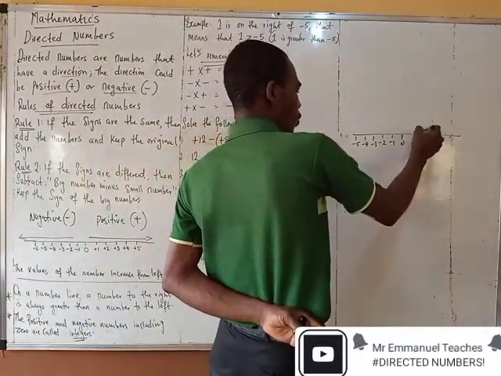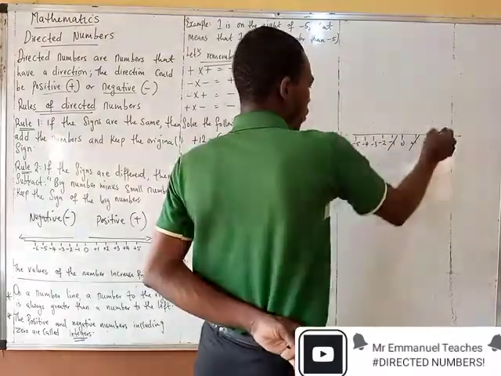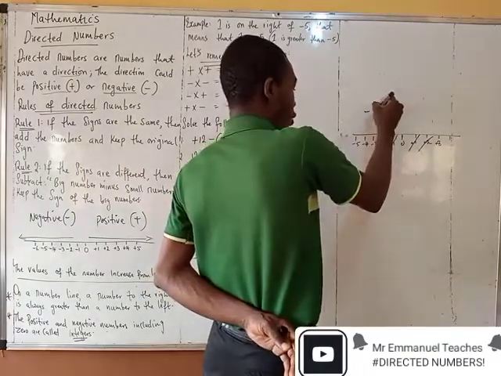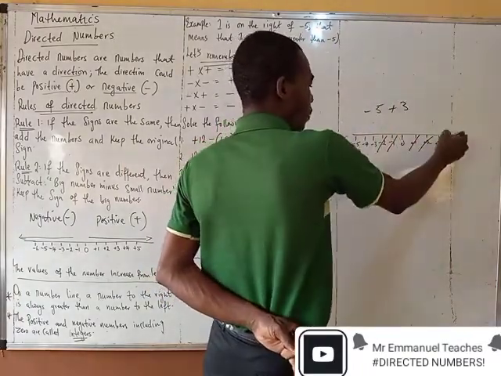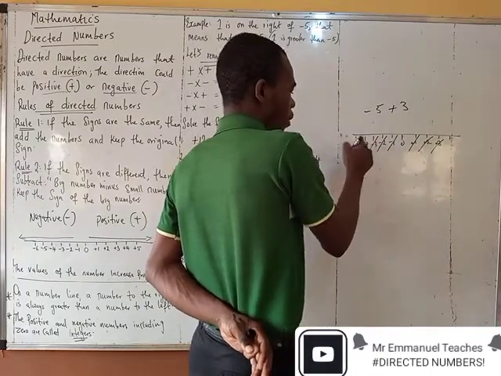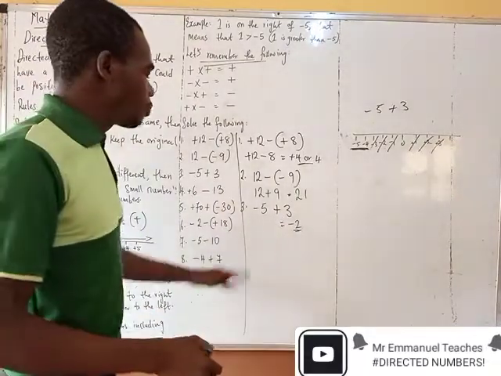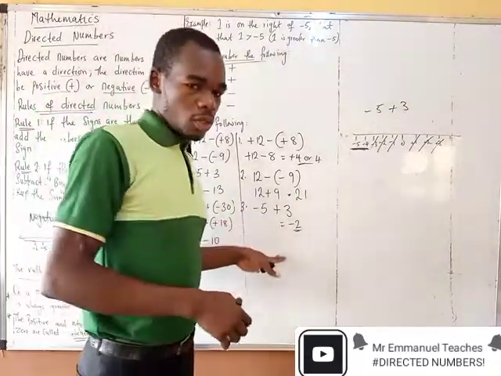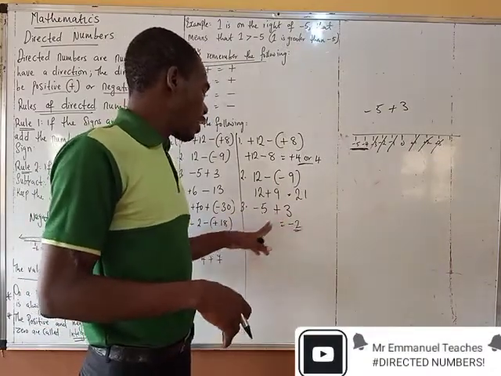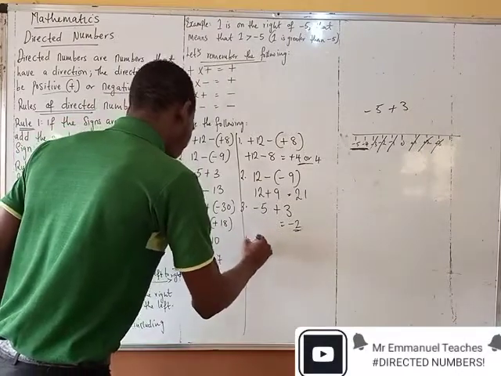So now, plus 1 will cancel minus 1. Plus 2 will cancel minus 2. I'm talking about minus 5 plus 3. Plus 3 will cancel minus 3. So how many do I have left? 2. Minus 2. That is how I got the answer. But it's best to understand it this way, because what this simply means is that you just take away 3 and then the remaining 2, put your minus.